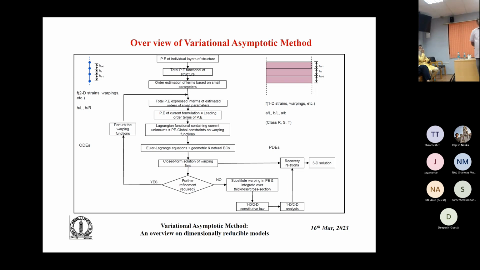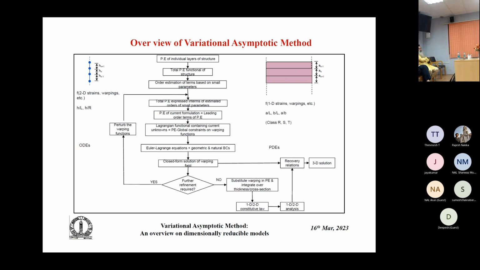The first and foremost thing is the formulation of the potential energy of the individual layers of the composite structure. So I will be dealing with this flow chart for a composite structure, which can be for a plate or for a beam. Here we first have to formulate the individual layers. Why can we not go for the total potential energy directly? Because in individual layers, there can be different materials and different thicknesses of the layers. Hence, we first have to formulate the potential energy of individual layers.